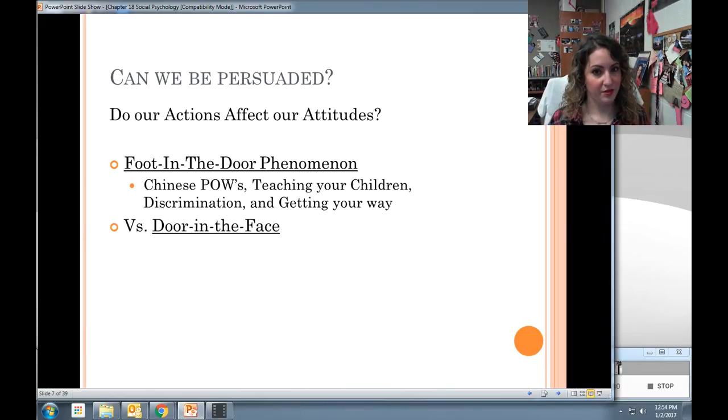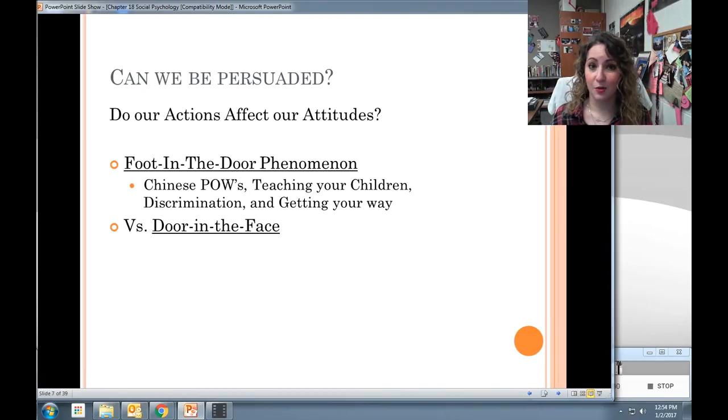The other way to do this is something called door in the face. It's exactly the opposite. It doesn't work quite as well as foot in the door, but it's just as good. This is asking for something so very large that you know they're going to say no to. So when you then ask for a small request, it doesn't seem as bad as the larger one.